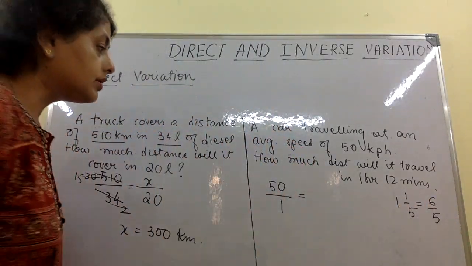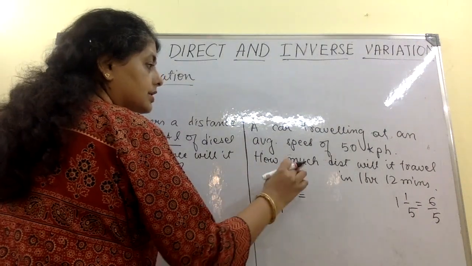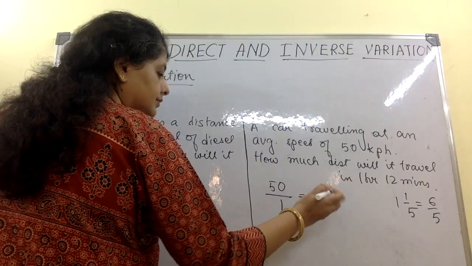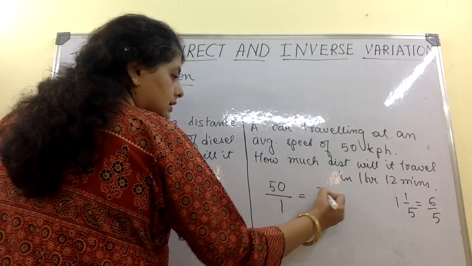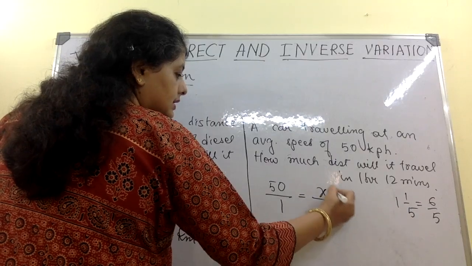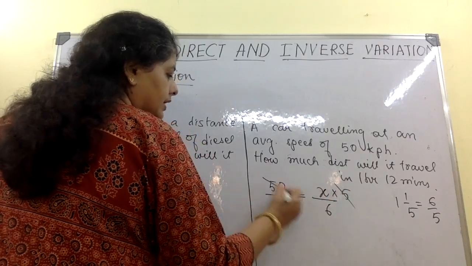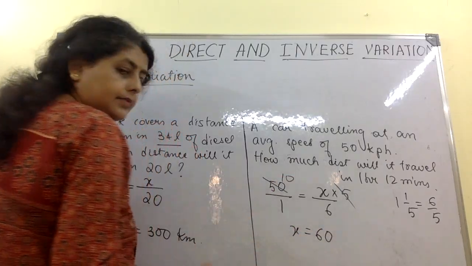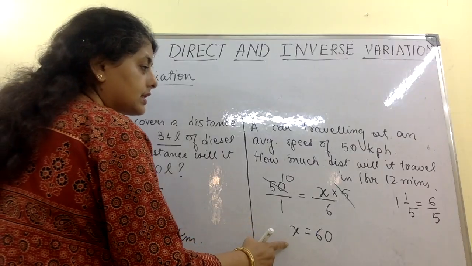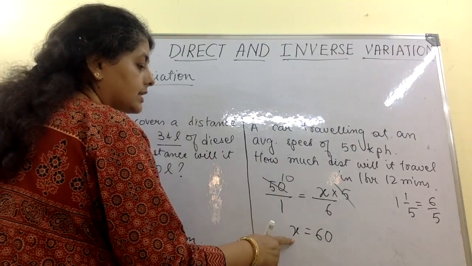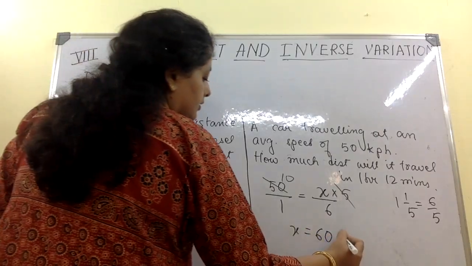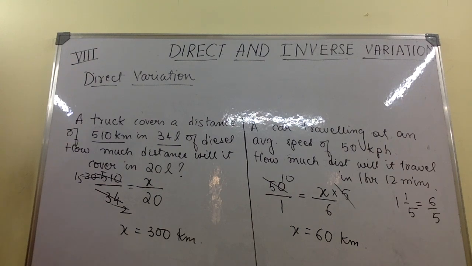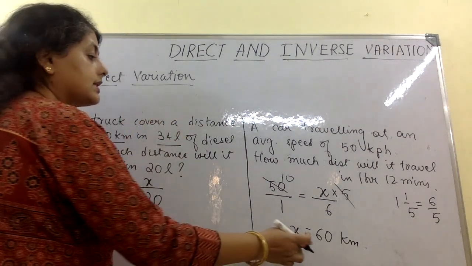Okay, so here this is how much distance will it travel in 1 hour 12 minutes. The distance is x, and here 6 and here 5. Okay, 5 10. So x is equal to 60. Okay, x is equal to 60 kilometers. So the distance it travels in 1 hour 12 minutes is 60 kilometers.